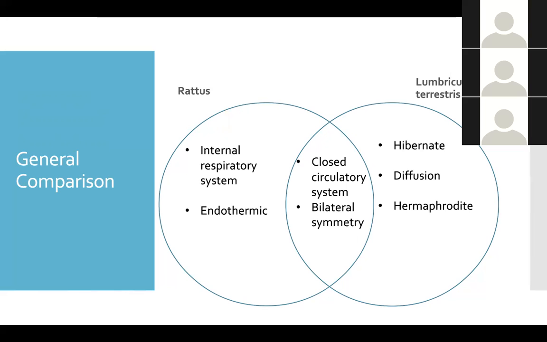In an earthworm, some of the differences include hibernation. Rats don't need to do that, but some earthworms do. They also use diffusion in order to breathe rather than using a system of lungs and taking in oxygen through a nose or mouth. They are also a hermaphrodite, which means that they carry both male and female reproductive organs. And one similarity between the two of these is that they both have bilateral symmetry.